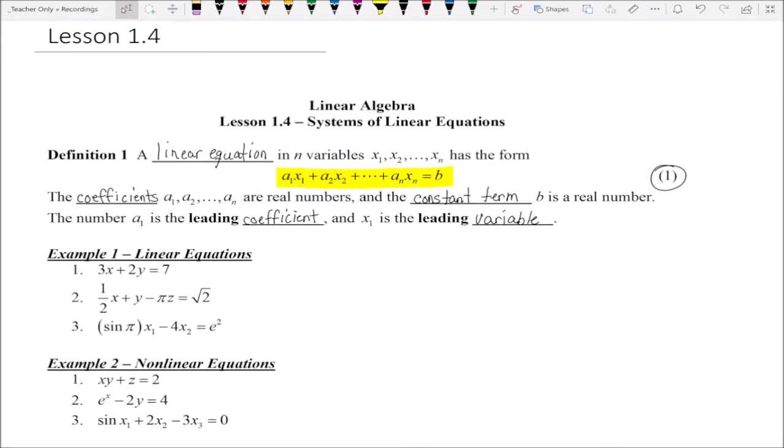These three are not linear equations. We call them nonlinear equations. So xy plus z is equal to 2 is not linear because you have a variable times a variable, x times y. e to the x minus 2y is equal to 4 is nonlinear because of this e to the x term. That's an exponential term, not a linear term. Sine of x1 plus 2x2 minus 3x3 is equal to 0 is nonlinear because of this sine x1 term. Again, this is a trigonometric term. You're taking the sine of x1. It's not a linear term.